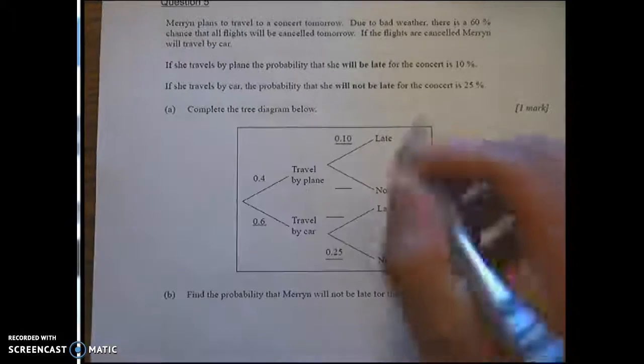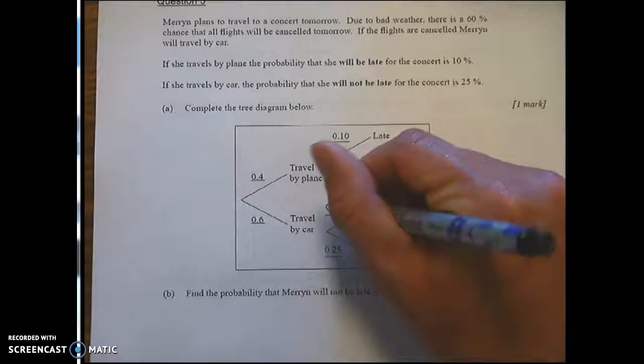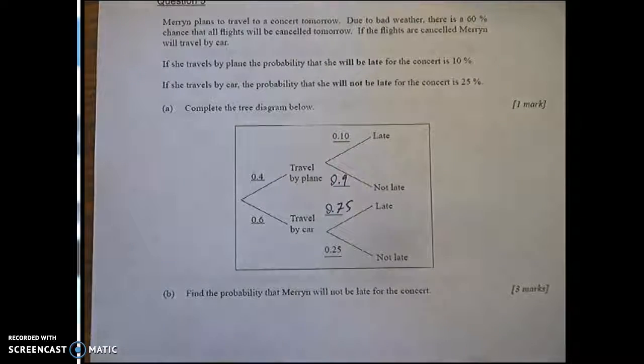Complete the tree diagram. Well, these ones are already done. This is 0.9 because they have to add to 1. This is 0.75 because they have to add to 1. Find the probability that Marin will not be late for the concert.